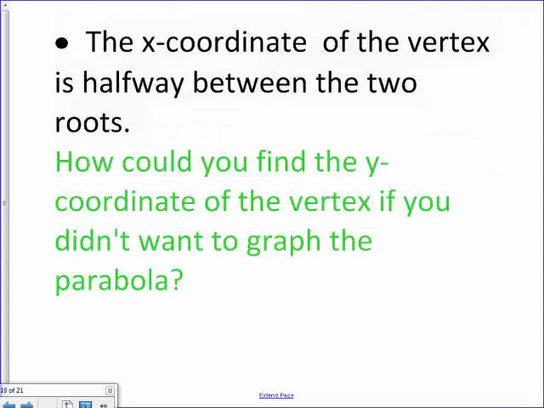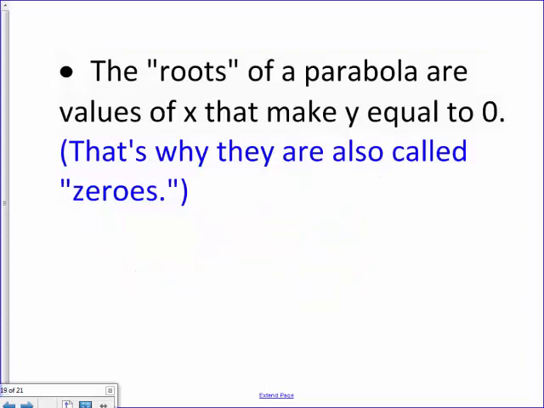The x-coordinate of the vertex is always halfway between the roots, right? We just talked about that. It's like the average of the two roots. And then how do you find the y? You just plug it in. Plug the x into any of those equations you already came up with. And the roots of the parabola, remember, are when y is equal to 0. That's why they're also called zeros. So lots of things with quadratics. Lots and lots of things. We should be able to write in all three forms, though. That's kind of the most important thing we should take from this.